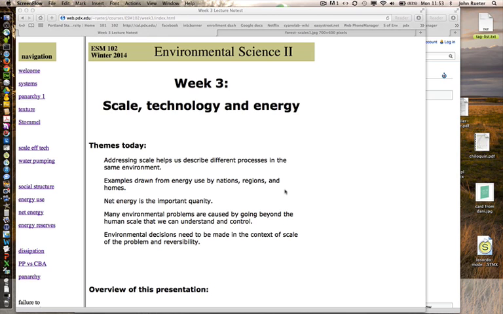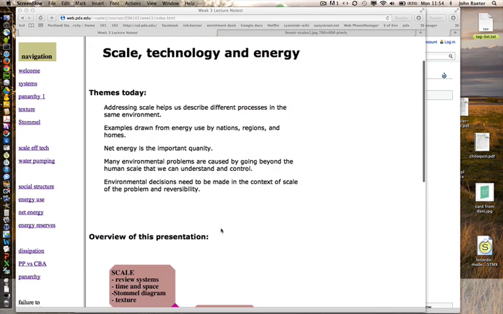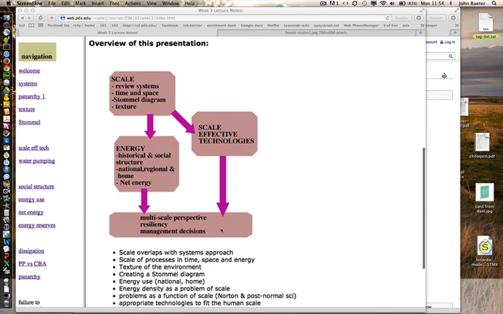And then finally, environmental decisions need to be made in the context of scale. In particular, are they so large and are they going to last so long that they're essentially irreversible? Then we have to have a different decision process. So today we're going to talk about scale.